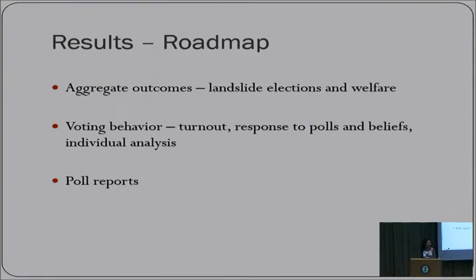All right, so let's go to the results. I'm going to do this in 3 steps. First, I'm going to describe the aggregate outcomes. This is just the overall effects of polls and information and what we saw. And then we'll go into the voting behavior, which will suggest to us the fit of the pivotal voter model in this setting in particular. And hopefully I'll have some time to discuss the poll reports.